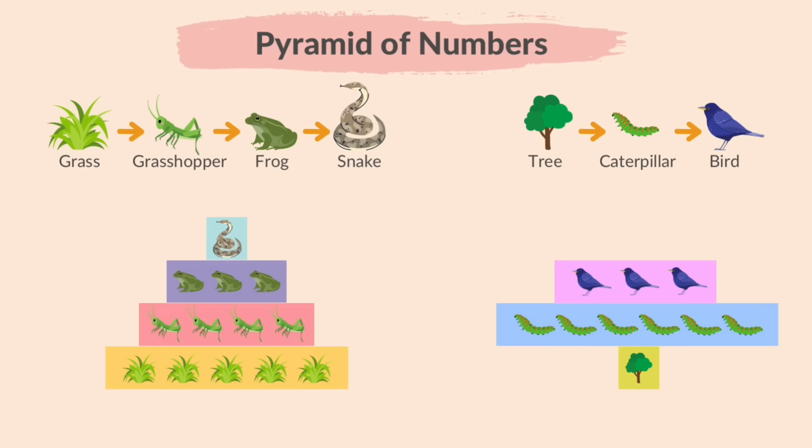A pyramid of numbers sometimes may be misleading. It may not depict the true amount of energy in each trophic level. If we look at this second example, it makes it feel as if there may not be enough producers to support the food chain.